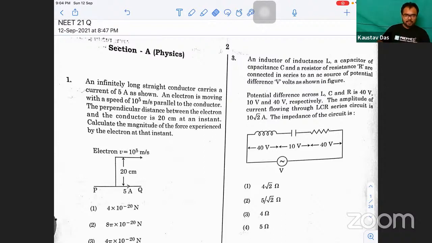Let us start discussing the physics paper today. I hope that everybody has done well. Though the paper was quite lengthy, I went through it at my home after you gave the exam, after 5 o'clock, when I received the paper. Some questions were a little tricky, and in some places you had to spend more time. I think time management was one of the biggest factors in this NEET exam this time.